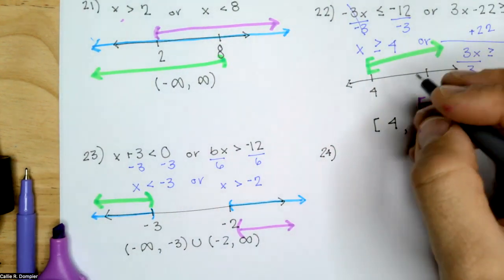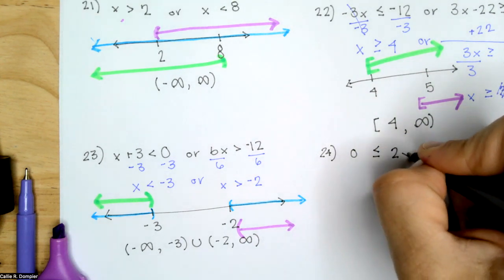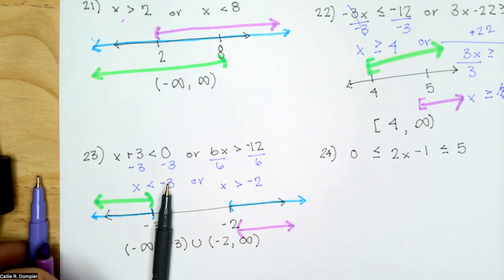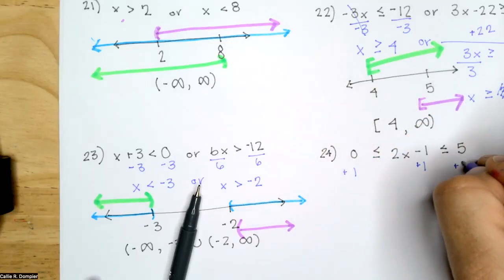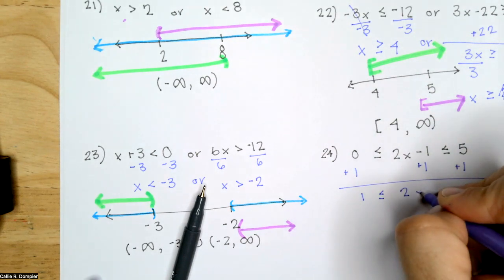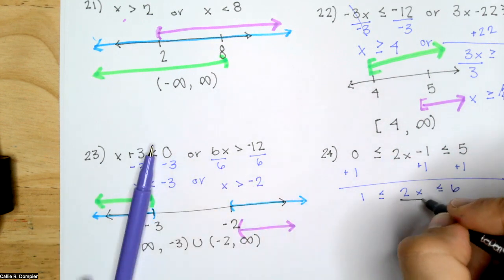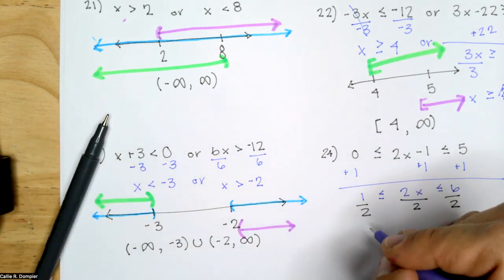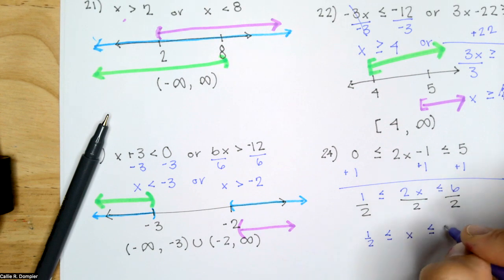Problem 24, 0 less than or equal to 2x minus 1, which is less than or equal to 5. Good. So I'm going to solve for x, add 1, add 1, add 1. I get 1 less than or equal to 2x less than or equal to 6. Divide by 2, divide by 2, divide by 2. I'm left with 1/2 is less than or equal to x, which is less than or equal to 3.